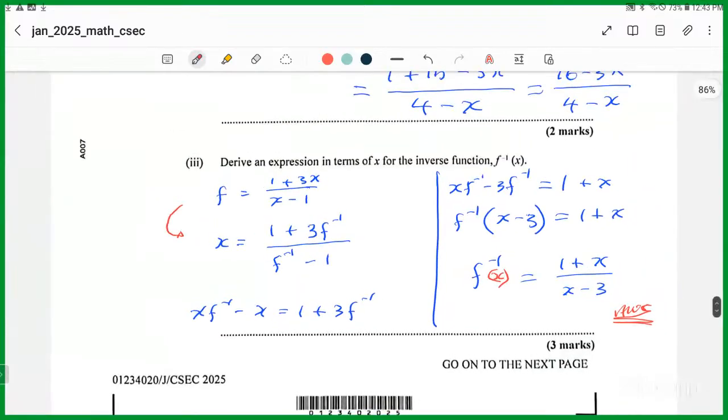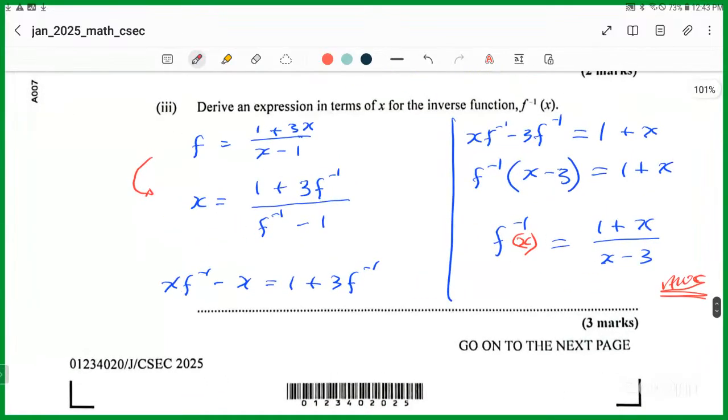Are we good? Good at that, guys? Yes, sir. We form the inverse, right? We're inversing that function. Some teachers use x and y. No problem if you want to use x and y. Just make sure you get this answer when you're done. Alright? That is it. Bam, bam, bam, bam.